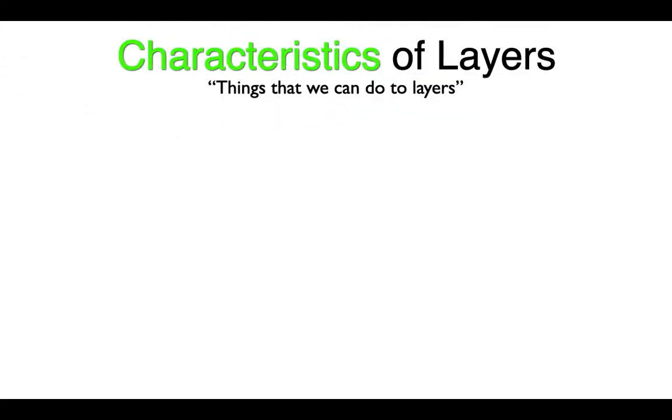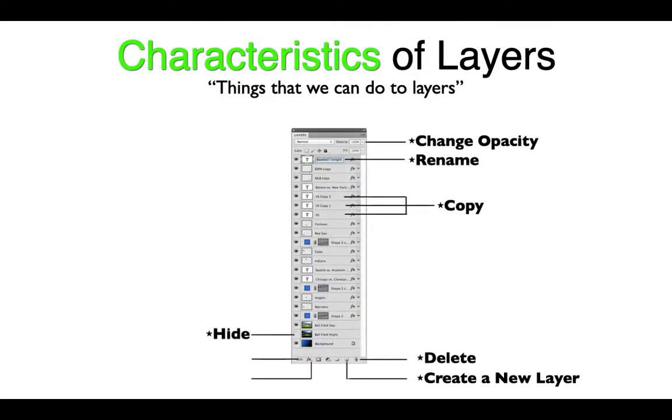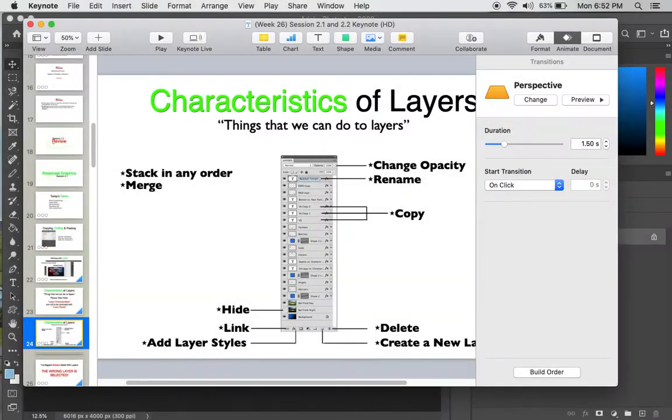We'll just skip over characteristics of layers because what we're going to talk about is the characteristics right now. Things you can do with the layers. You can change the opacity, you can rename them, you can copy them, you can delete them, you can hide them, you can stack them in any order, you can link them. There's so many different things you can do with these layers, but what does this all mean? Who cares? Why does it matter?